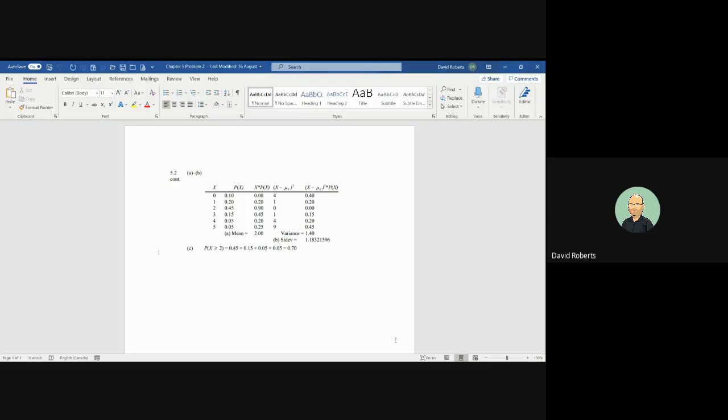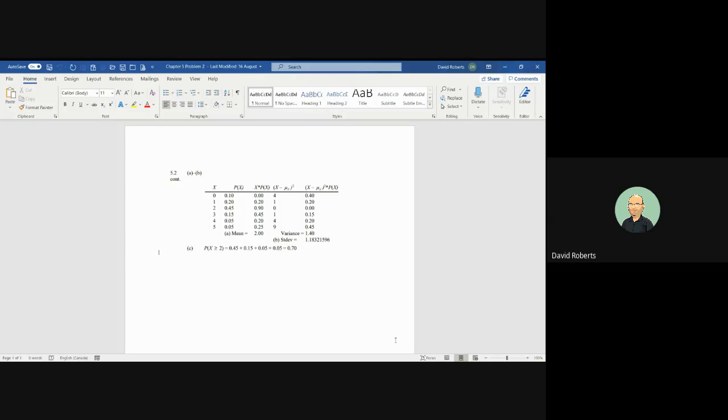We then take the squared differences and multiply each by the probability. So the 4 becomes 0.4, 1 becomes 0.2, etc. And we then sum up that column. That gives us the variance, not the standard deviation.